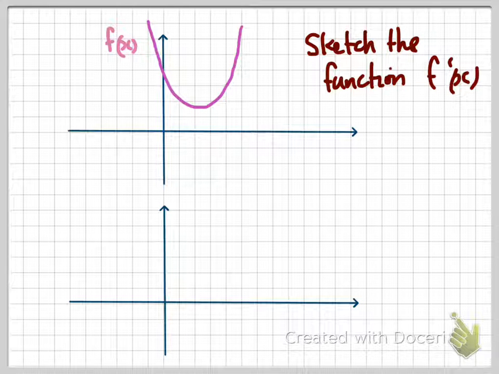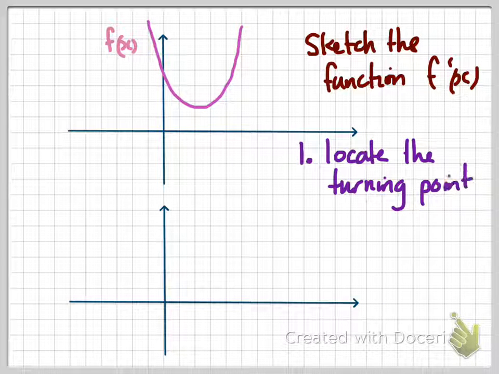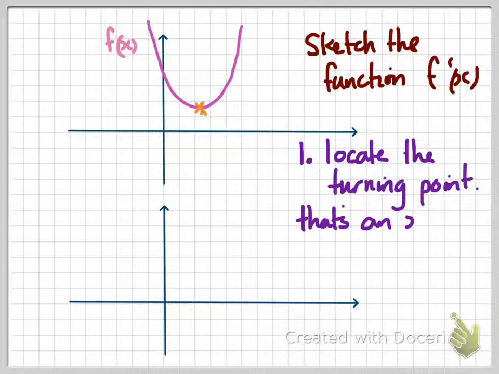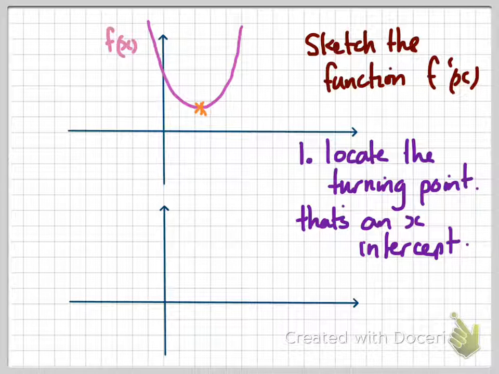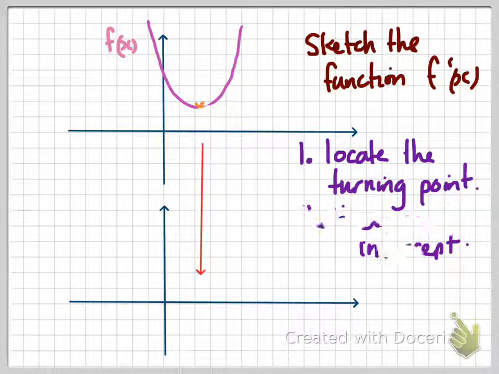That's the question. So one of the first things you should do is always locate the turning point, or points if there's more than one. We can see the turning point is there. That is the x-intercept. So we make sure the x-intercept is right below that. Make it in line. That's why I've lined the axes up.